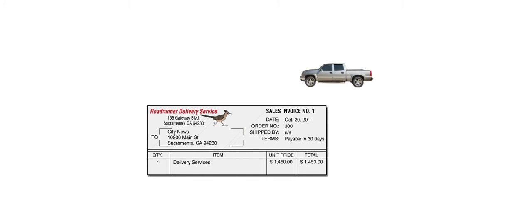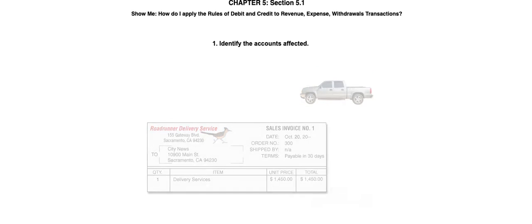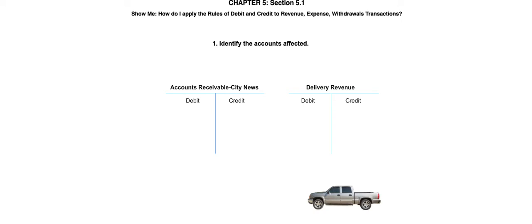On October 20th, Roadrunner bills City News $1,450 for delivery services. As we complete the transaction, try to anticipate the answer to each of the questions regarding the transaction. 1. Identify which accounts are affected. The accounts receivable City News and delivery revenue accounts are affected. 2. Classify the accounts affected. Accounts receivable City News is an asset account. Delivery revenue is a revenue account.